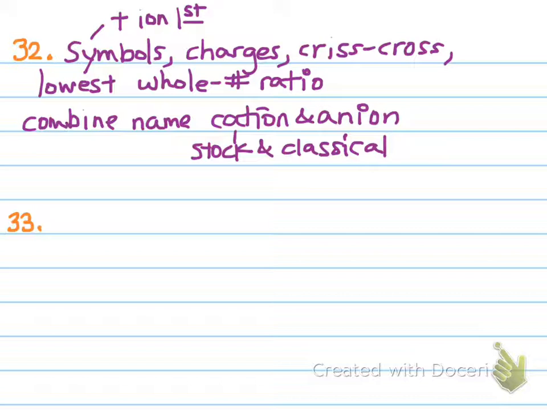33 asks, how are formulas written for ternary ionic compounds given their names? A ternary ionic compound just means we have polyatomic ions in it. We still do symbols, charges, crisscross, lowest whole number ratio. We still make sure we write our positive ion first. We write our charges, we crisscross. The only thing we have to remember with this is we have to use parentheses if we need more than one polyatomic ion.